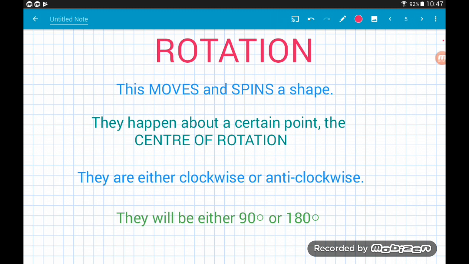So the reason for that, if we said we were rotating a shape 270 degrees clockwise, that's exactly the same as rotating a shape 90 degrees anti-clockwise. So we really only worry about 90 or 180 degrees. So let's take a peek at an example of rotation.